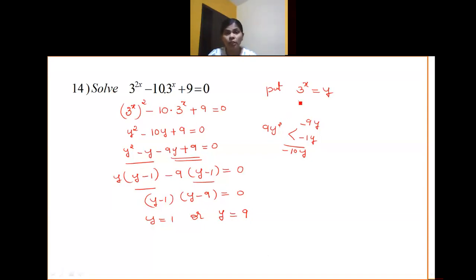We have taken y as equal to 3 to the power x. So 3 to the power x is equal to 1. Our intention is to find the value of x. X is in the power. In order to find the value of a power, we need to make sure that the base on both the sides is the same.